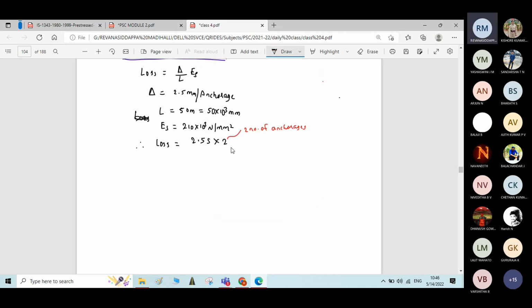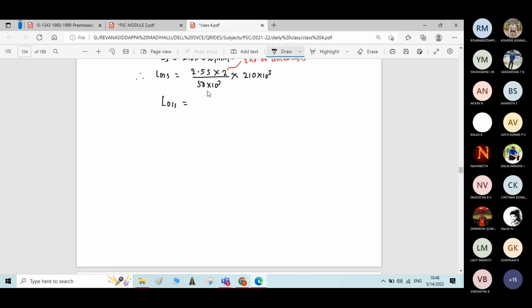Into 2, divided by L, 50 into 10 power 3, into Young's modulus of steel, 210 into 10 power 3. By this we'll get the loss due to anchorage slip. How much will you get? Check the answer. It is 21 Newton per mm square.